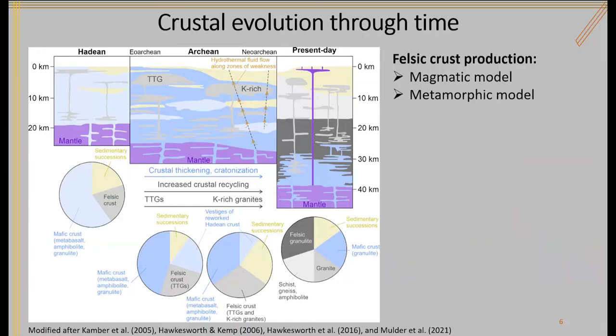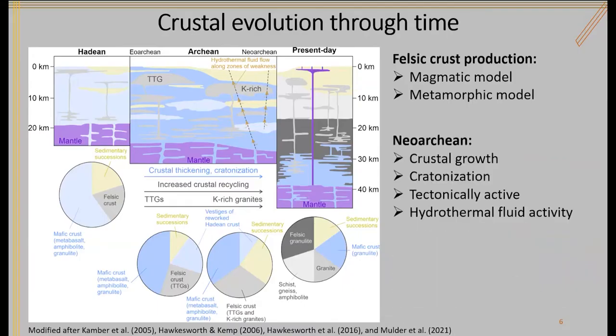So there is no real right and wrong here. I'll focus on the Archean and on the Near-Archean between 2.8 and 2.5 GA in particular, which was a period of voluminous crustal growth and cratonization. It was also a very tectonically active period in Earth's history, with a lot of accretion, reaccretion, and rifting of evolved continental blocks. And these conditions set the scene for a lot of hydrothermal fluid flow along zones of crustal weakness.